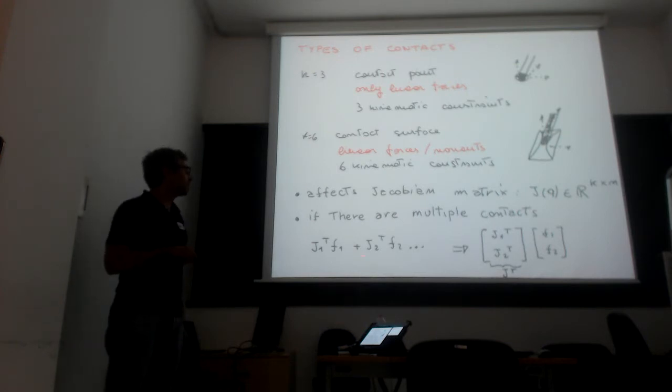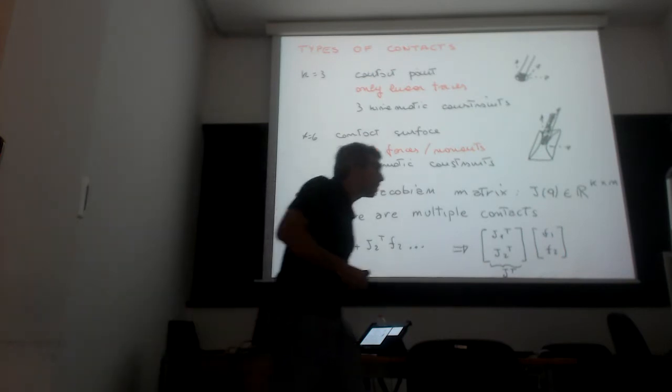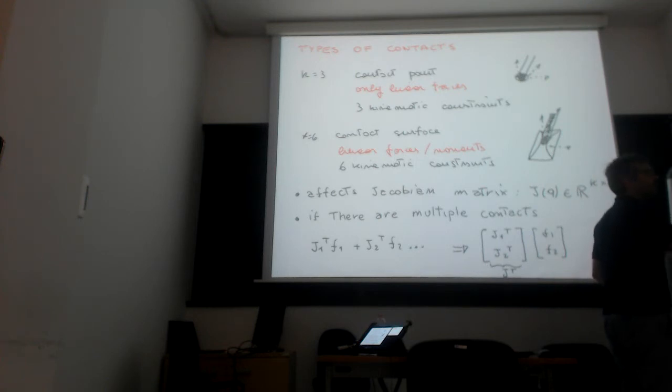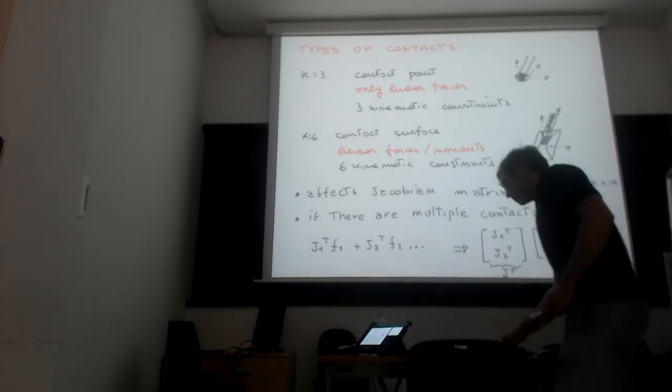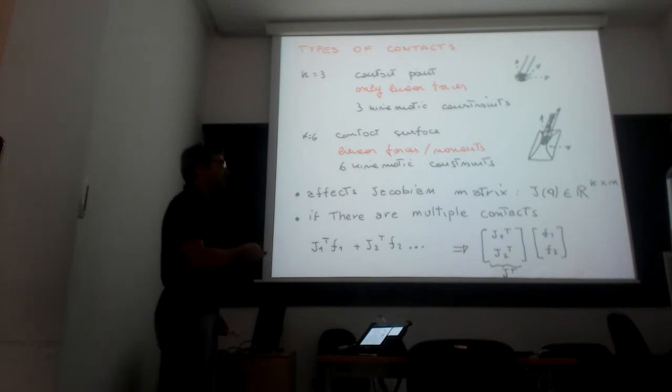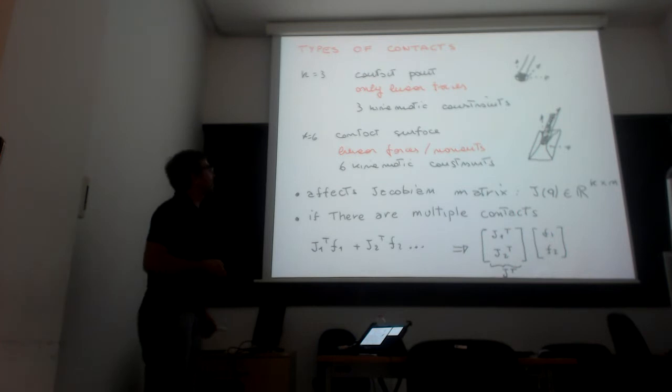Whenever there are multiple contacts, we just sum up the Jacobian for each contact point. So let's say we have a robot contacting the environment in different points, a humanoid, and he's contacting here, here, and here. For each force you need to compute the Jacobian of each end effector. You sum them up. It's super nice. You can even stack them in a big Jacobian matrix, putting all the contact forces together.